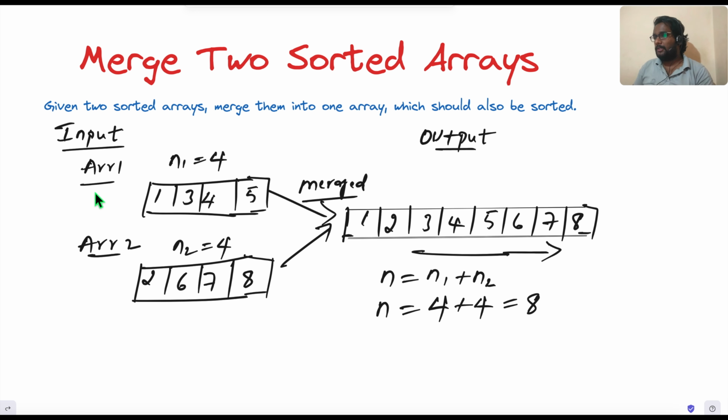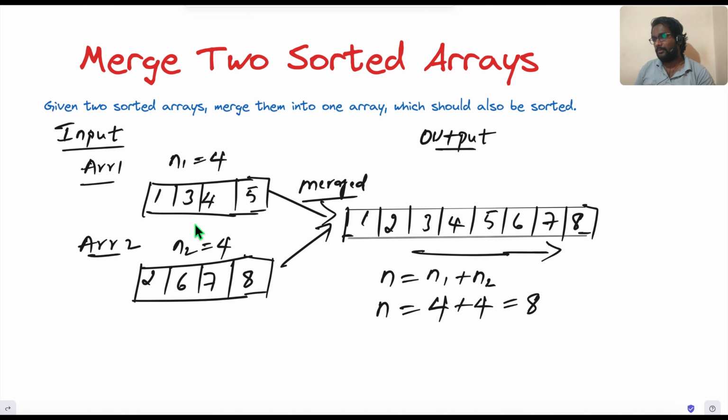So today in this video we will be discussing the merge two sorted arrays problem. There will be two given arrays, array 1 and array 2, which are sorted, and these two arrays need to be merged into a single array, which should also be sorted. So let's see an example with this.